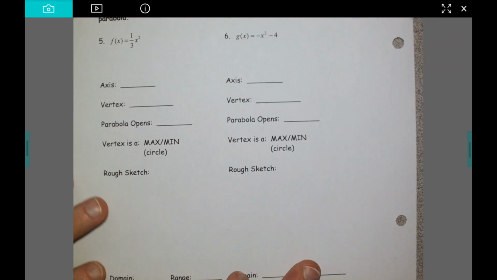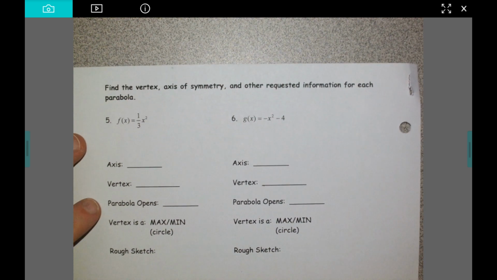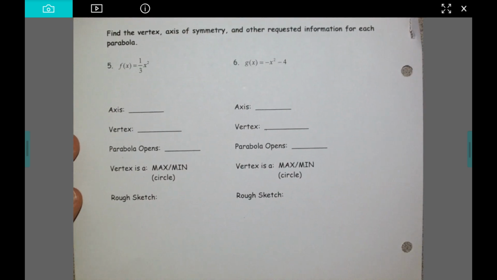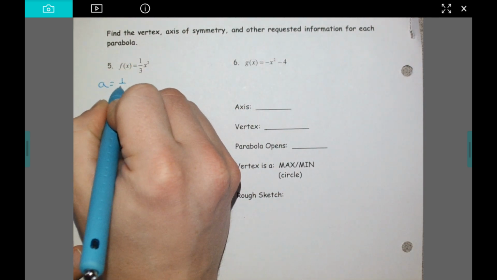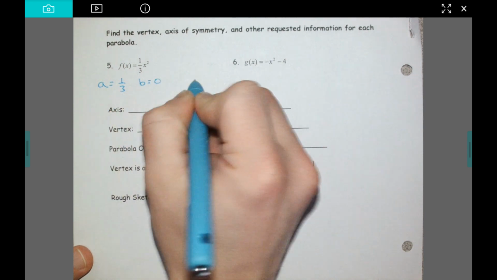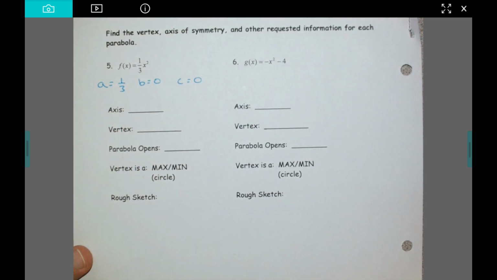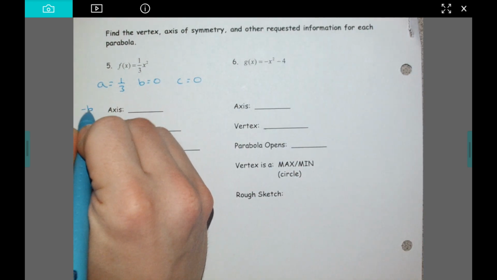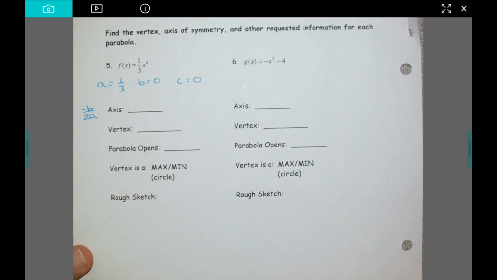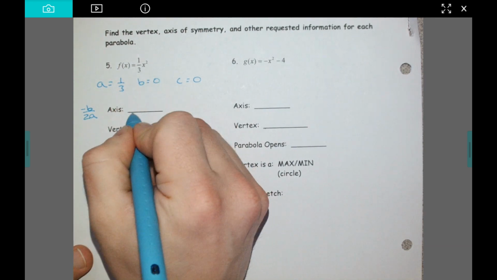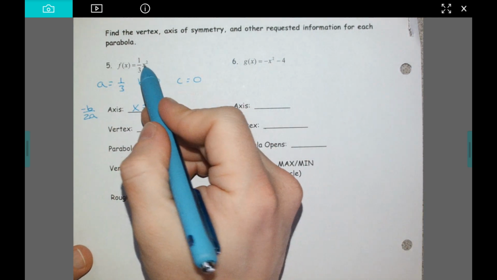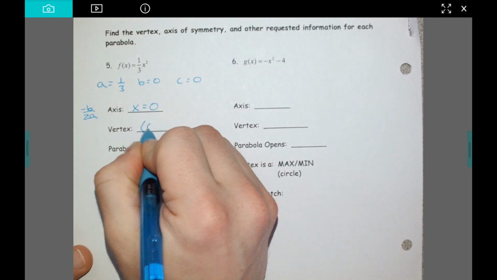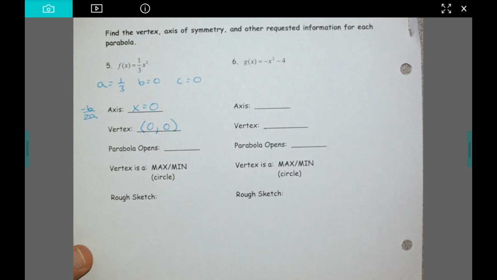All right, last thing I want to look at would be putting it all together. So what we talked about last week and then adding to this week. Remember, first step is ABC, so this one, my A is 1/3, B is 0, C is 0. Your axis of symmetry is opposite B over 2A. So for this one, since B is 0, our axis would just be 0. Vertex, if I plug in 0 for x, we're going to have a vertex at (0, 0).